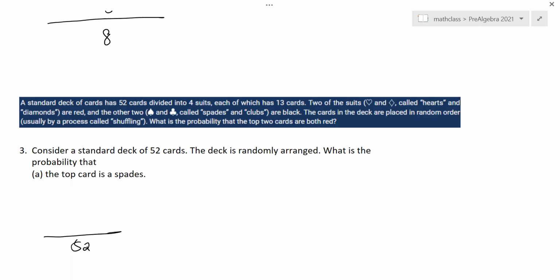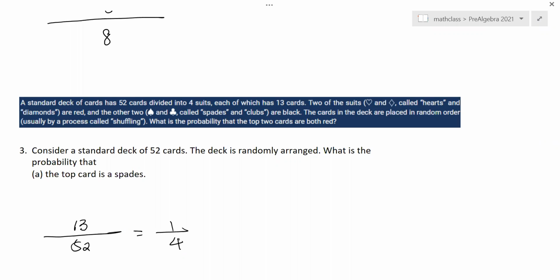So the denominator, you have 52 possible outcomes because there are 52 cards. Spades, that's 13 total, so the numerator will be 13. 52 is divisible by 13, because that's how we get 52, 13 times 4. So that's why we get 1/4. First of all, you write 13 over 52. Then you simplify it to 1/4.